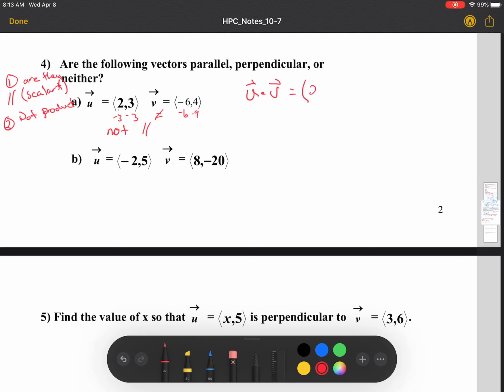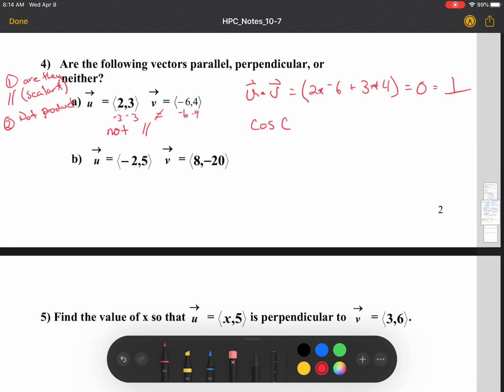So we have to do u dot v, which equals 2 times -6 plus 3 times 4. What do you know? You're going to get a 0. We get that 0 for our dot product, which means it's perpendicular.